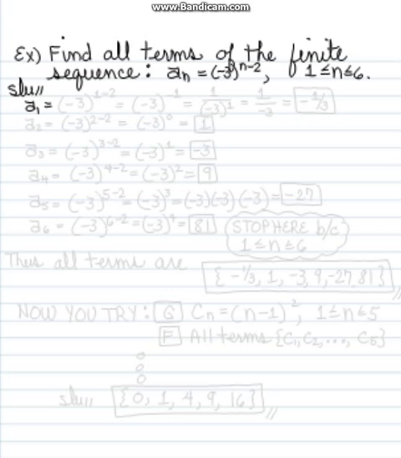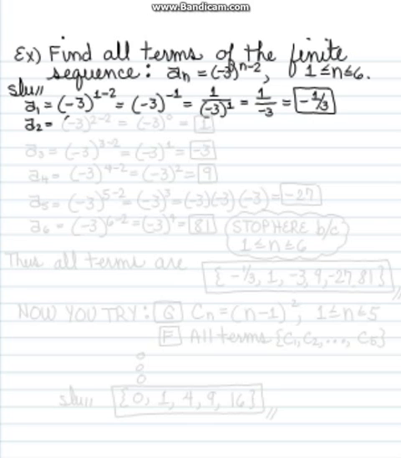So a sub 1 has to be equal to -3, in parentheses, raised to the 1 minus 2. In other words, that's base -3 raised to the -1. Well, you know what it means to have a negative exponent. You can flip it upside down, and the exponent changes sign. So it's 1 over base -3 raised to the positive 1. So that's just 1 over -3. So our answer for the first term is -1/3.